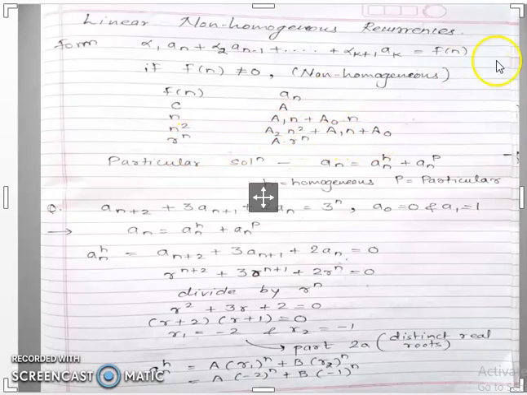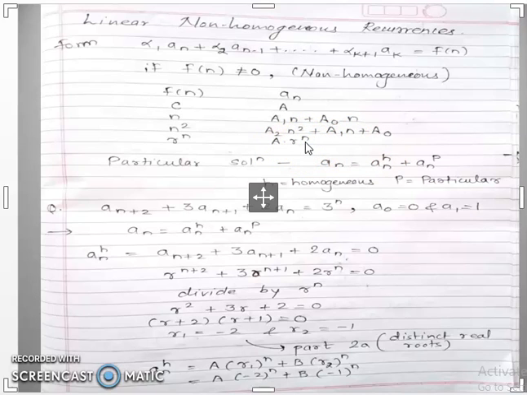And lastly, if the f of n value is given as r raised to power n, where r is any number, such as 2 raised to power n or 4 raised to power n, then we use the general solution formula a into r raised to power n.